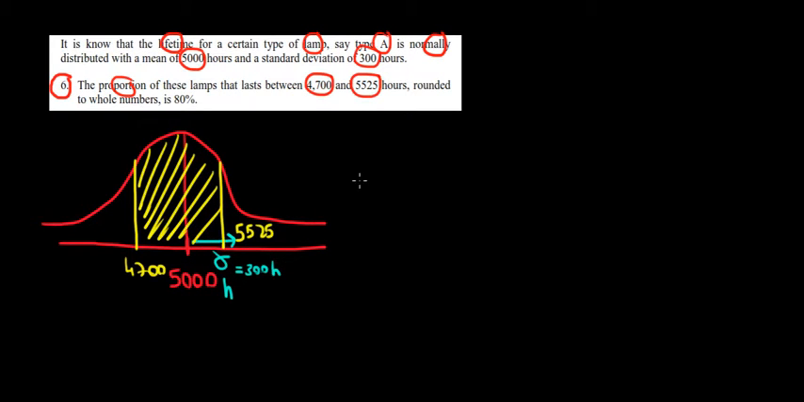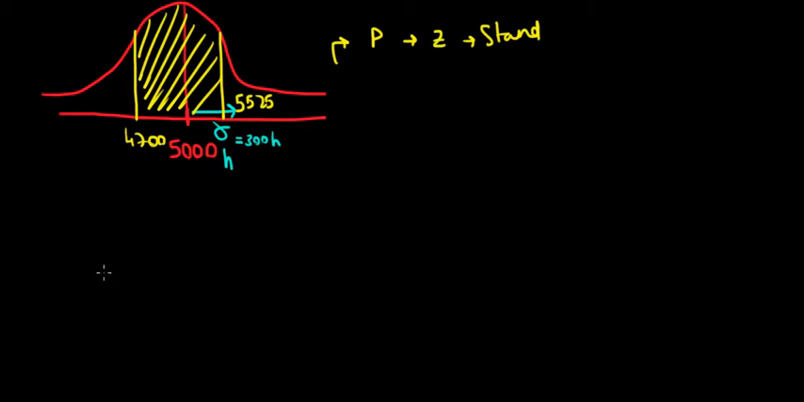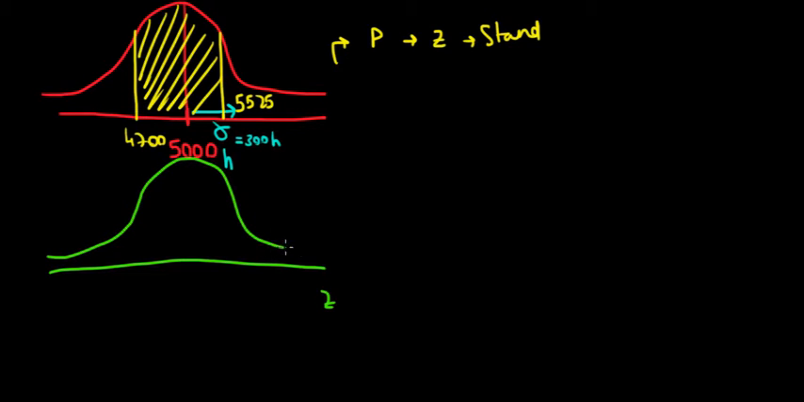Because we're looking for proportions, we know that to work with proportions, we must work with the z distribution. So we must standardize our values. We're looking at the z distribution over here with the mean of 0. Let's standardize 4,700 and the other value. 4,700 in the z distribution is the difference between 4,700 minus 5,000, divided by the standard deviation of 300.